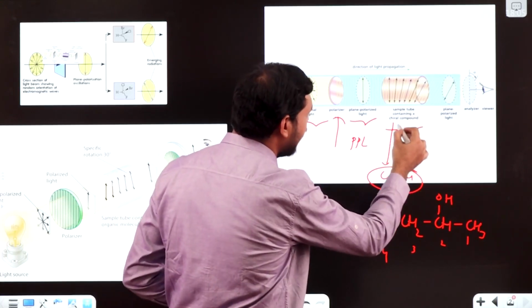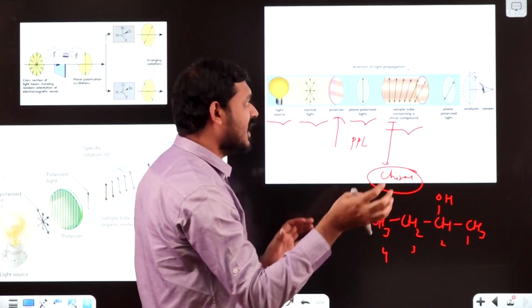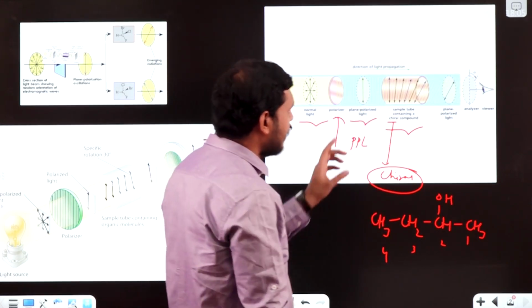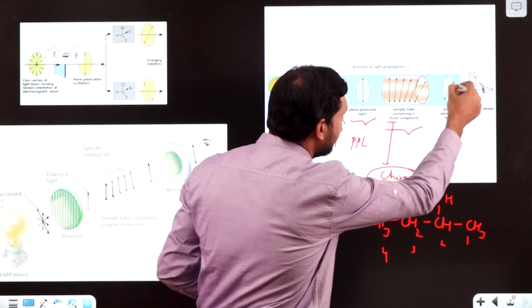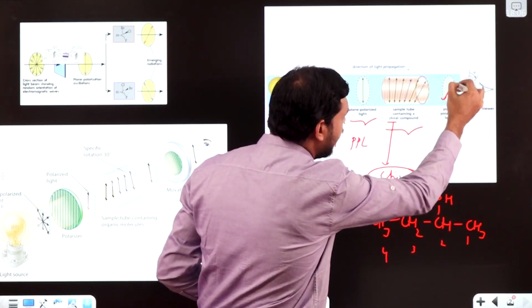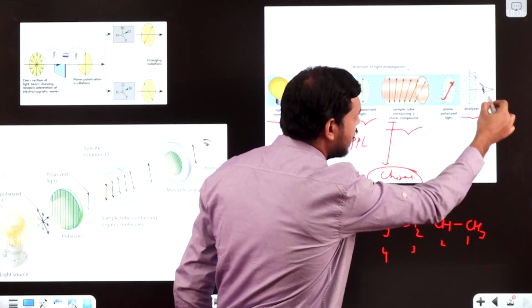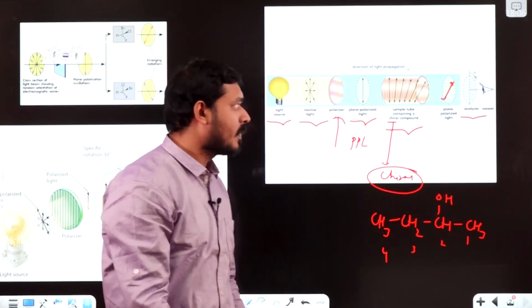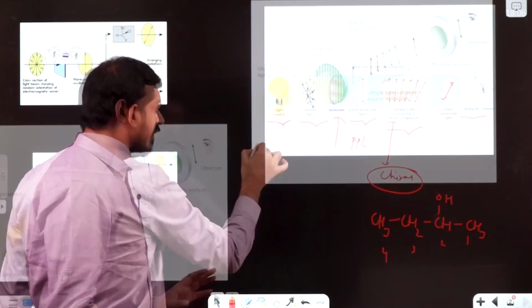So the sample tube contains a chiral compound. If I have fixed that the compound is chiral, it must show optical activity. So it will definitely rotate the plane of polarized light. You can see here the light rays are rotated in a particular direction, that may be clockwise or anti-clockwise. With the help of the analyzer, the viewer can observe it. Is it clear? Right, I think you are clear.